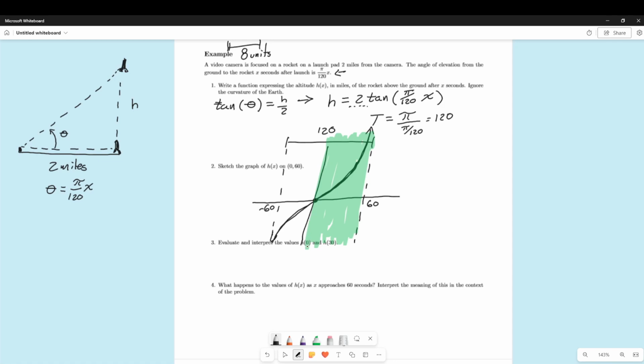So if we imagine putting in that 0, pi over 120 times 0 is 0, tangent of 0 is 0, so times 2 is still 0. So h of 0 is 0. Well, at time equals 0, x is time, how high is this rocket? Well, it hasn't gone anywhere yet. So at 0, we get 0. Okay, so rocket's on the ground. That's our interpretation. Rocket on ground.